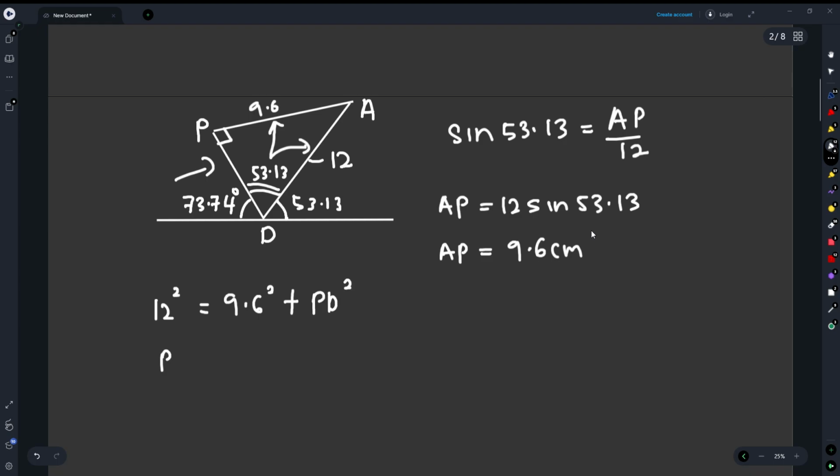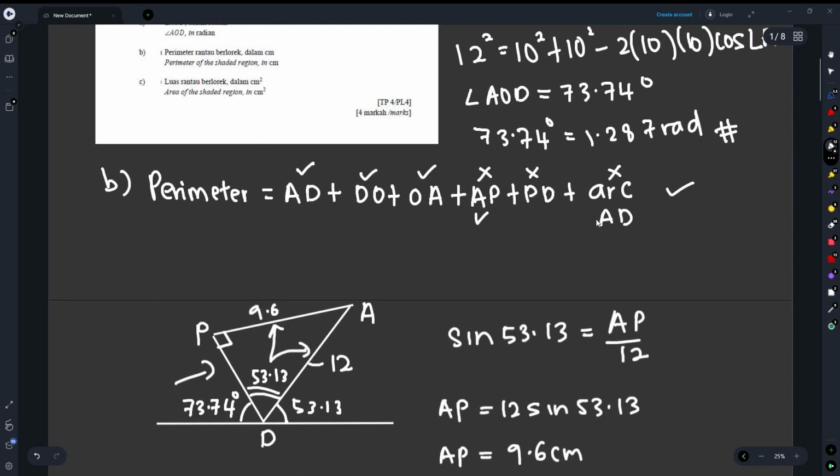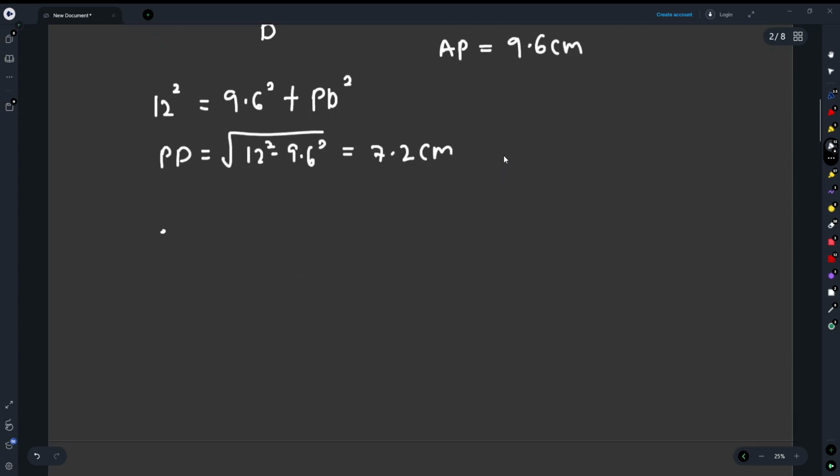So from there you can solve for PD, which is the square root of 12 square minus 9.6 square. You will actually end up getting 7.2 cm. So you have also found the length of PD. The only remaining thing that you haven't found out is the length of arc AD. Not so difficult. Arc AD is equal to r theta, the radius of the arc AD and then the angle of the arc AD.